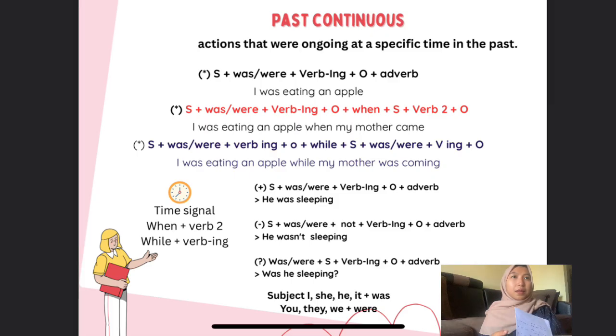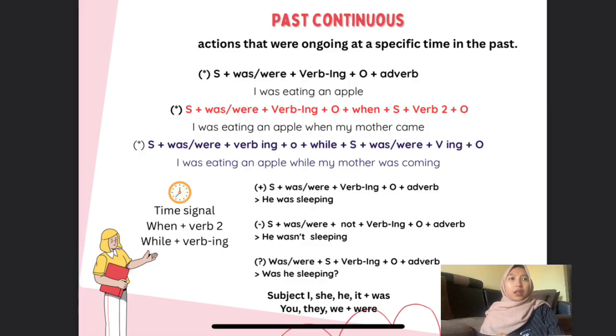Okay, next tenses is about past continuous. Past continuous is an action that was ongoing at a specific time in the past. There are 3 functions in the past continuous. For the first formula is subject plus was or were plus verb ing plus object and add a verb. Okay. Was or were depends on the subject. If the subject is I, she, he, it, it is followed by was, and the subject you, they is followed by were.